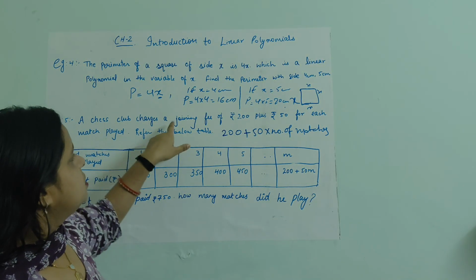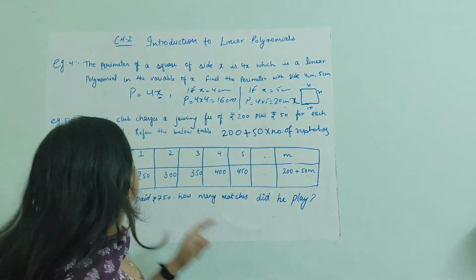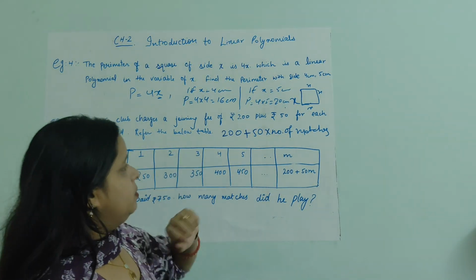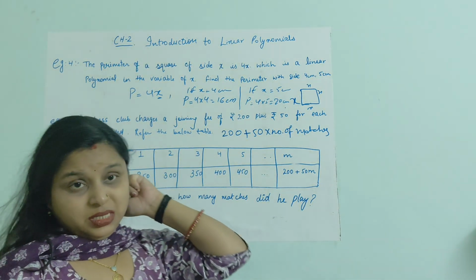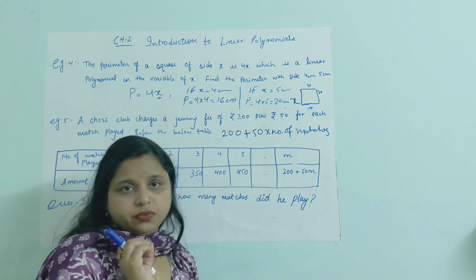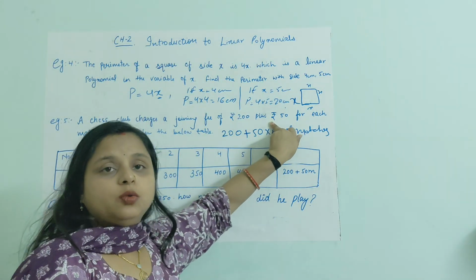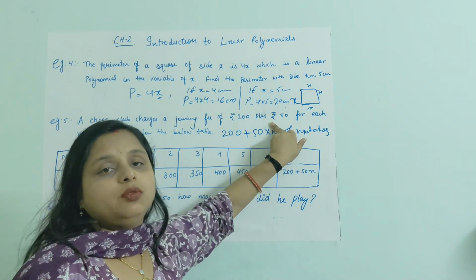Now let's see one more example. A chess club charges a joining fee of rupees 200 plus 50 rupees for each match played. Refer to the below table. What does it mean? It means that there is an initial fee of 200 rupees which is fixed, and then an additional fee of rupees 50 per match that we have to pay.